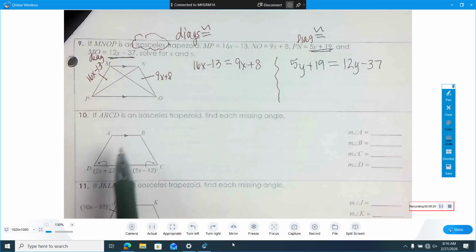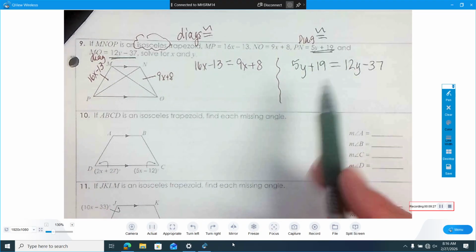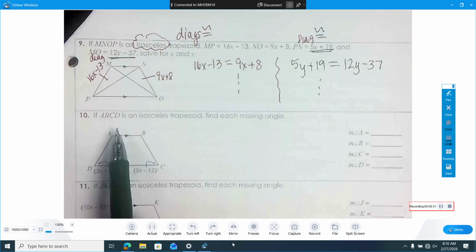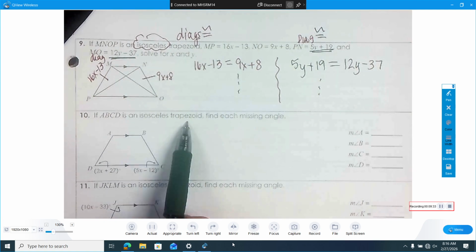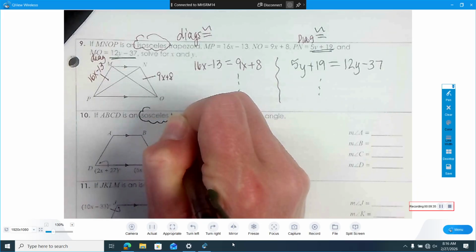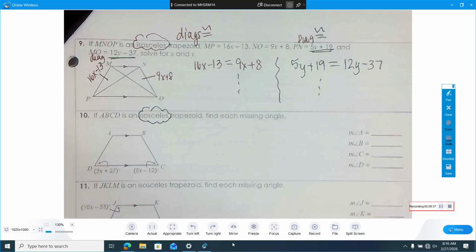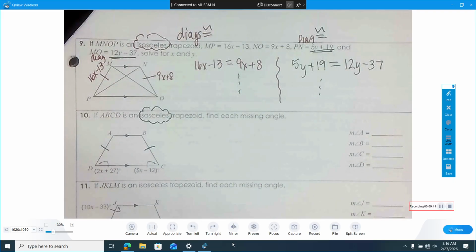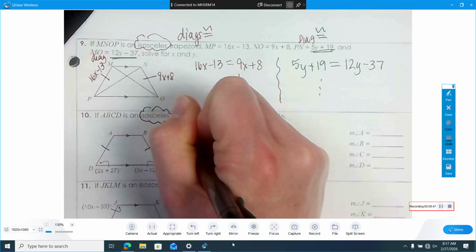So on this number, do we need to solve more? You're good? Yeah, okay. On number 10, ABCD is an isosceles trapezoid. Again, if we have an isosceles trapezoid, what do we know? Congruent legs, but also if the legs are congruent, what else is congruent? Diagonals, true. Congruent diagonals, okay.